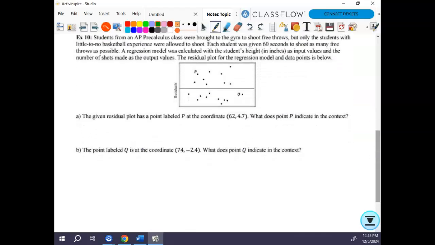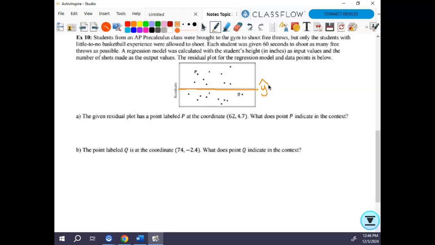Students from an AP pre-calculus class were brought to the gym to shoot free throws. But only the students with little to no basketball experience were allowed to shoot. Each student was given 60 seconds to shoot as many free throws as possible. A regression model was calculated with the student's height in inches as input values and the number of shots made as the output values. The residual plot for the regression model and the data points are shown below. So this is the residuals. It says that. So this is my y hat, right?